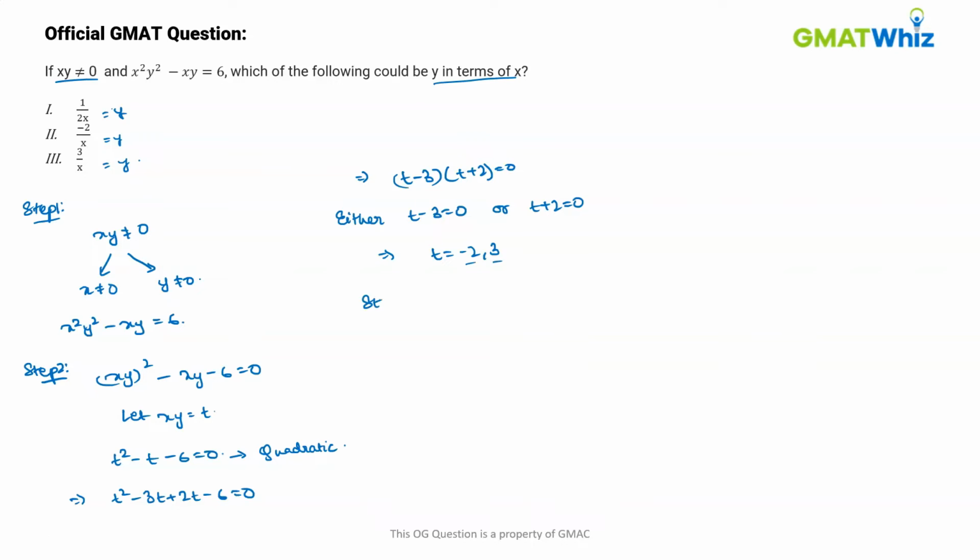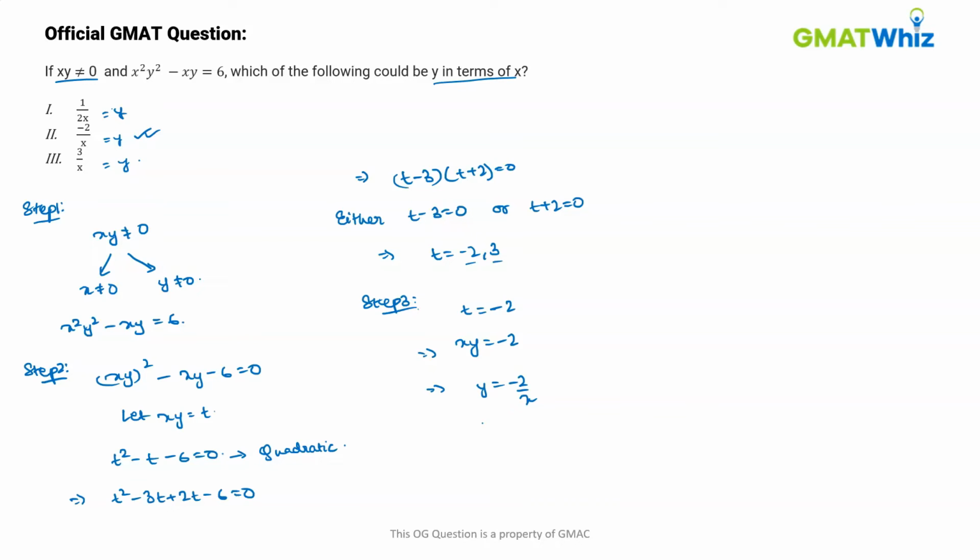Now, moving on to step 3 and checking which of the given could be y in terms of x. Let's take the value t equals minus 2 first. Plugging in the value of t, we have xy equals minus 2. Since we have to express y in terms of x, we can write this as y equals minus 2 by x. And we can see that option 2 is one of the correct answers.